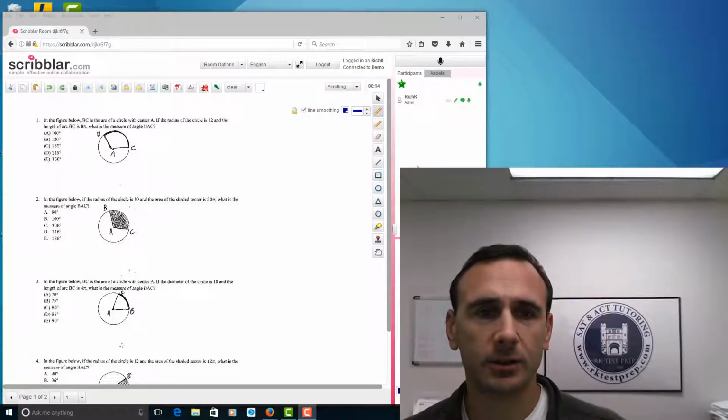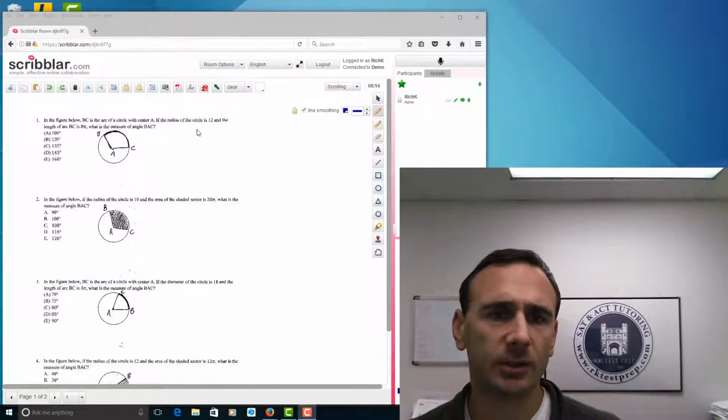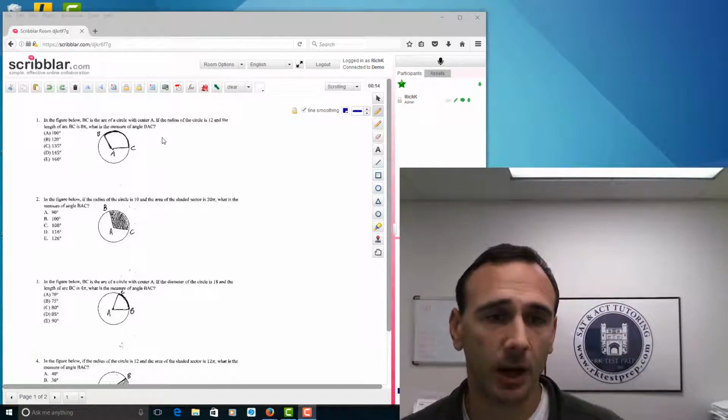Okay, we're looking at circles, arc lengths, and sector areas. In number 1, they tell us BC is the arc of this circle, the radius is 12, and the length of arc BC is 8 pi. What is the measure of the angle?